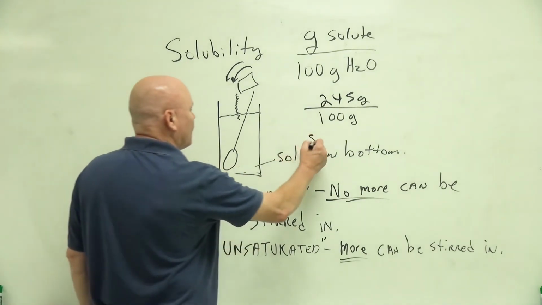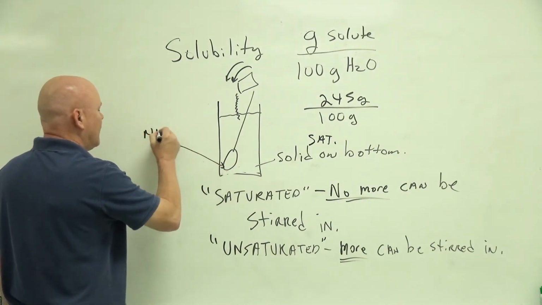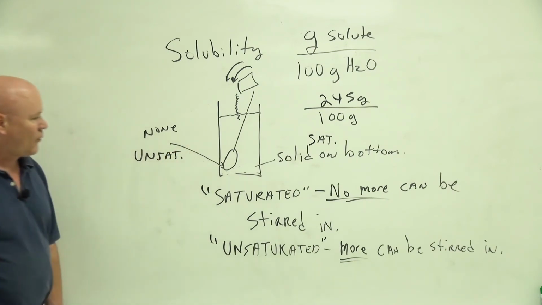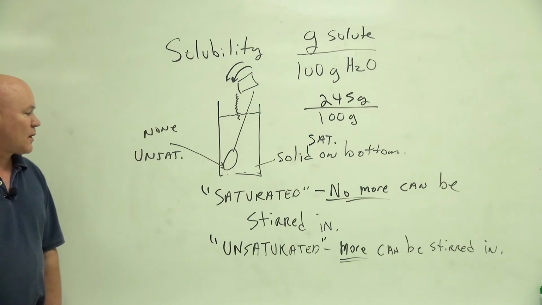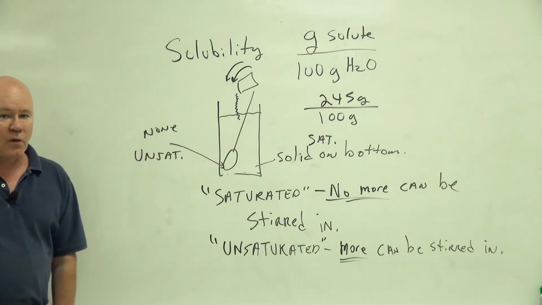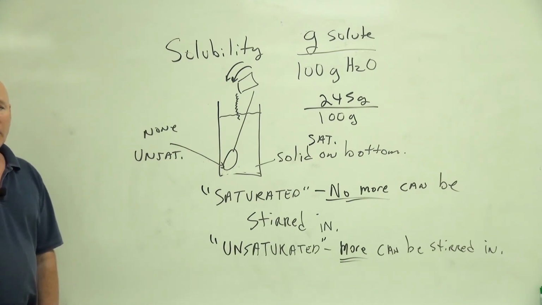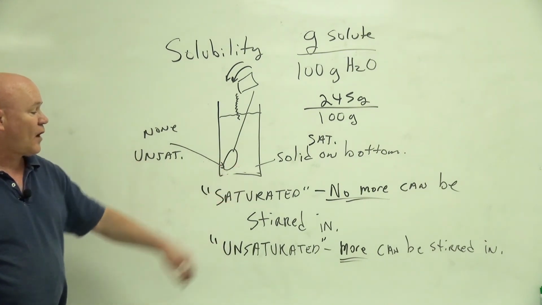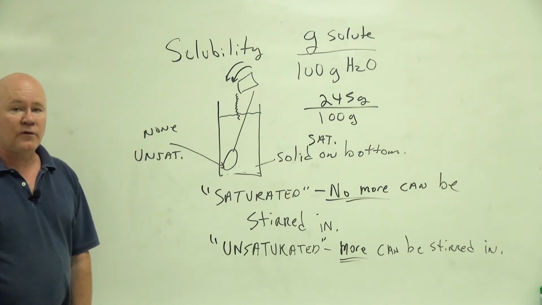Solid on the bottom, that's saturated. No solid on the bottom, none, that is unsaturated. All right, so that's how you can tell the difference between saturated and unsaturated. Saturated, you can't hold any more. Unsaturated means you can stir in more. And the way you can tell is whether there's solid on the bottom, in which case it's saturated, or there's no solid on the bottom, in which case it's unsaturated.